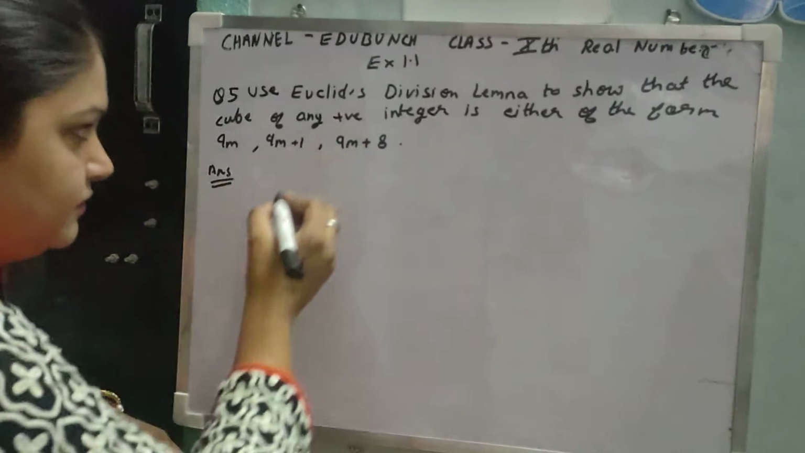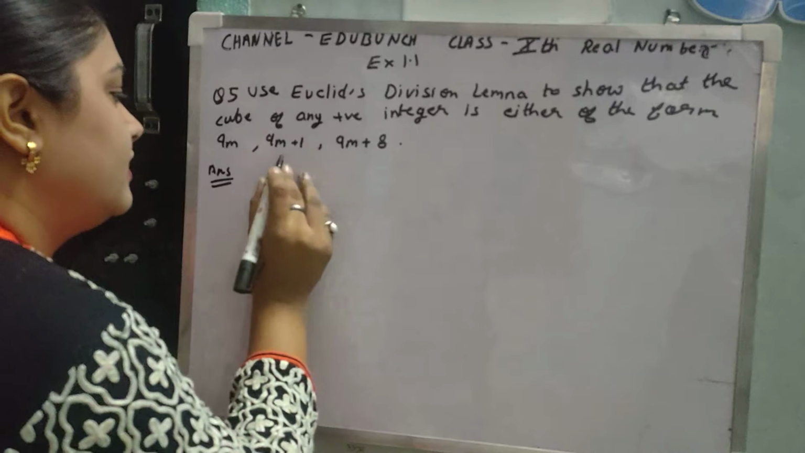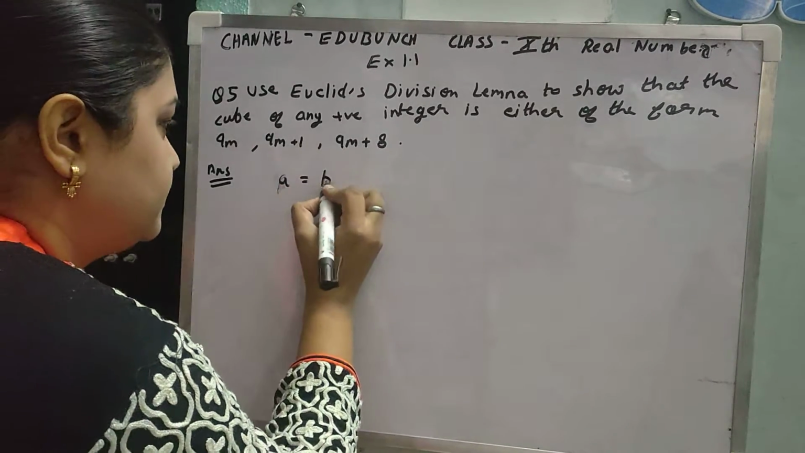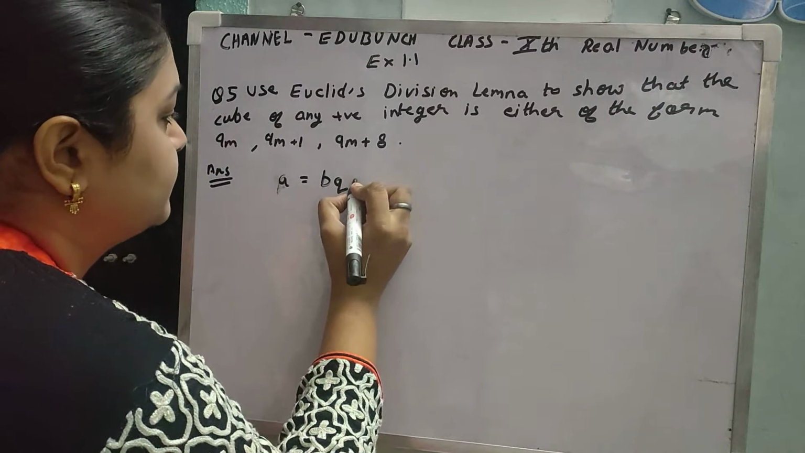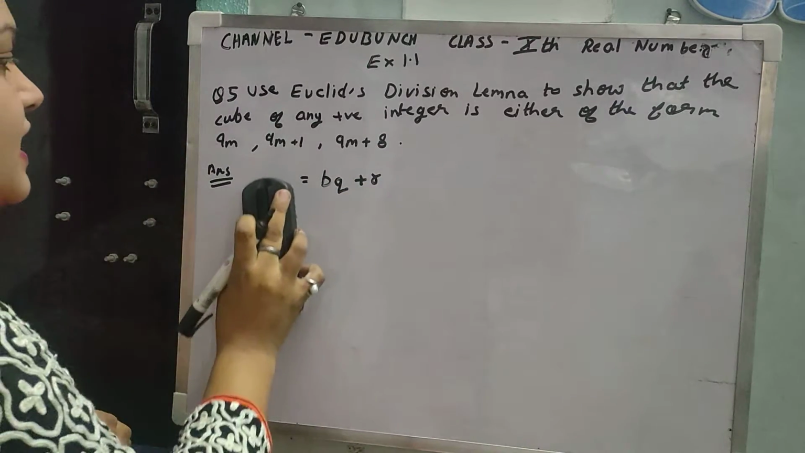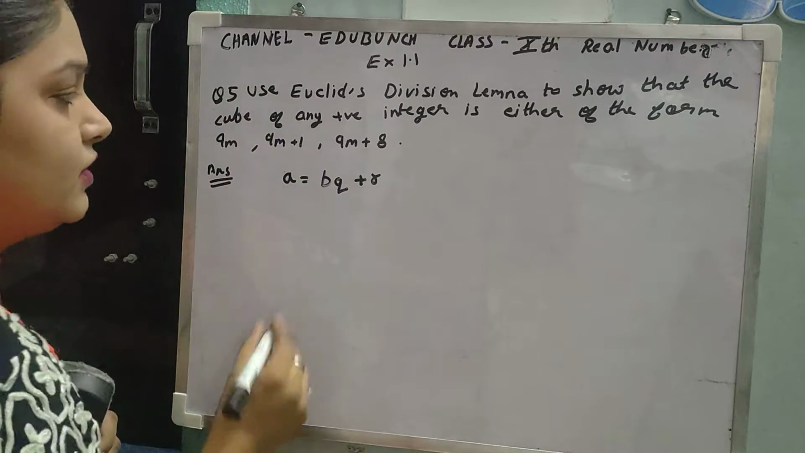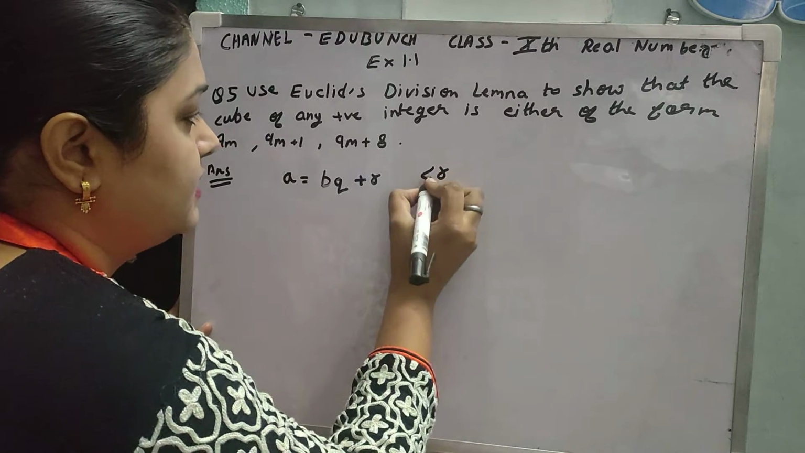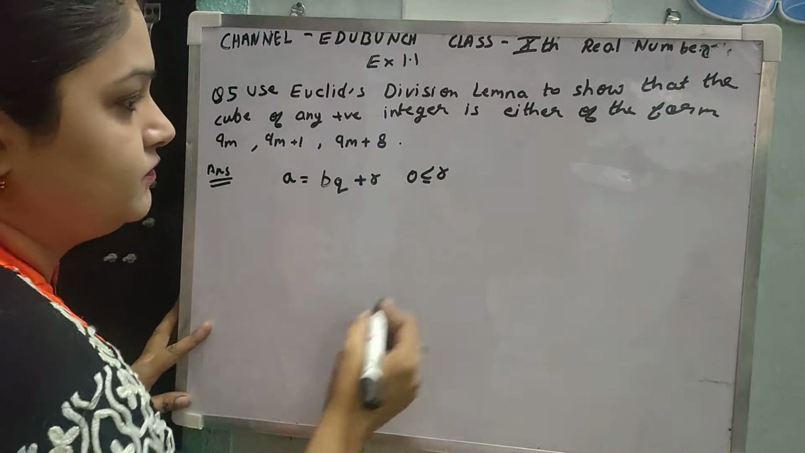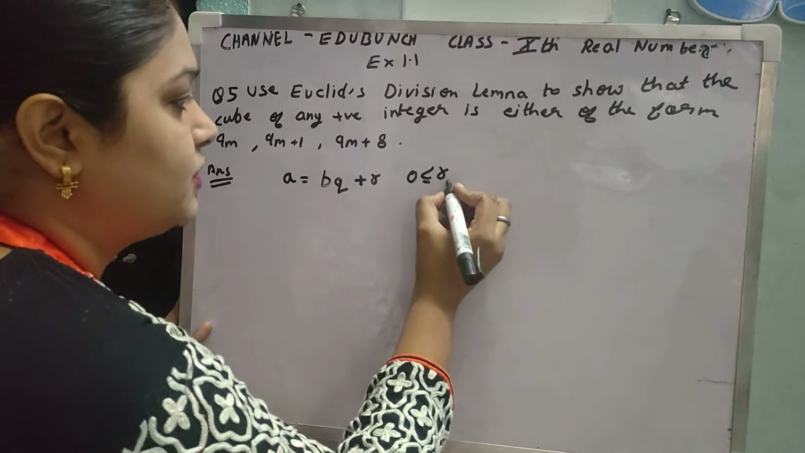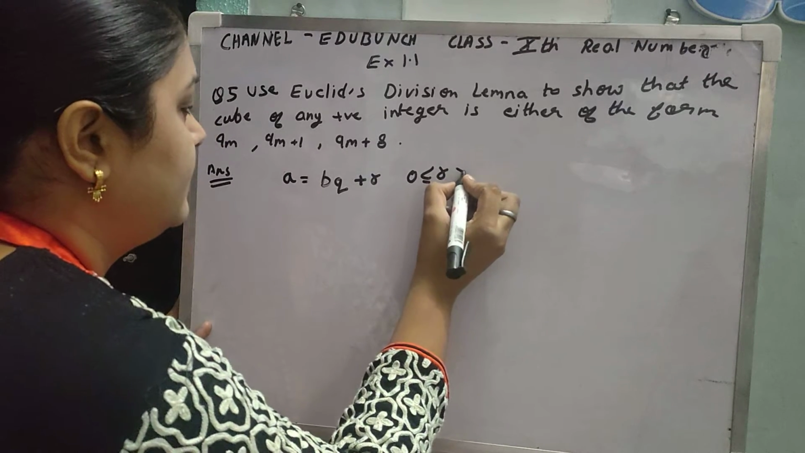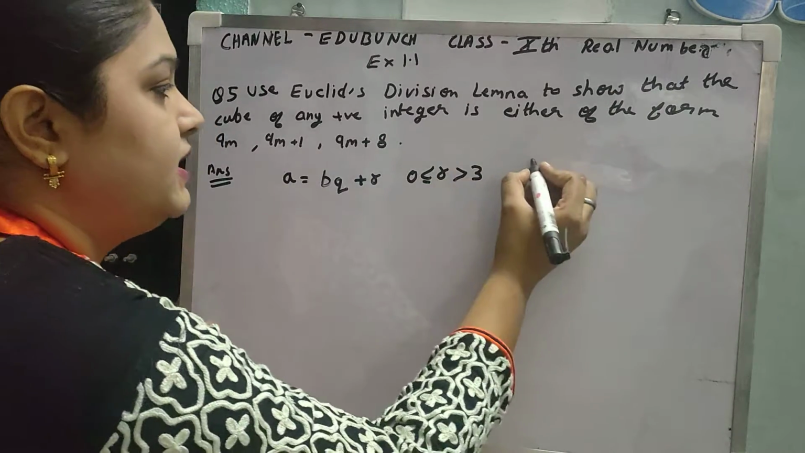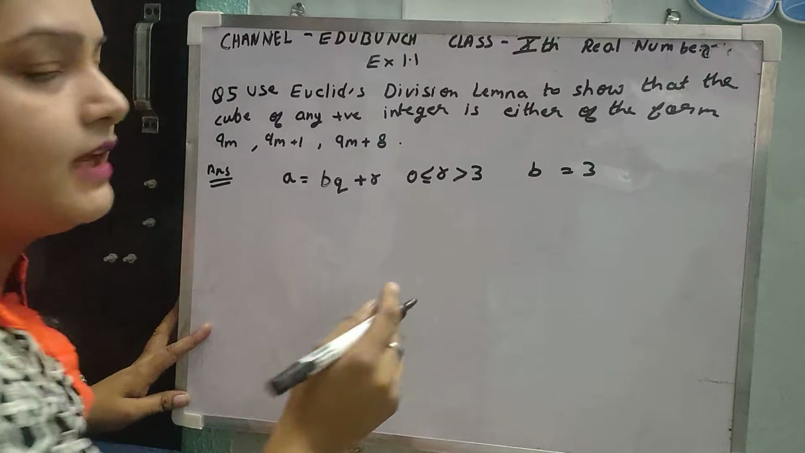So here a and b, according to Euclid's theorem, a is equal to bq plus r, as we all know the theorem. Now here r is greater than or equal to 0 and less than 3, because here b is 3. How can we take b as 3?